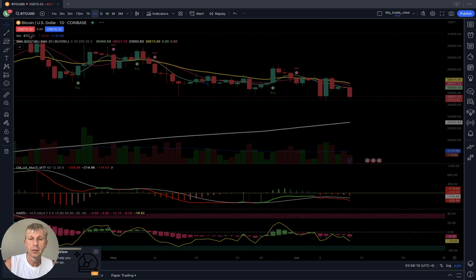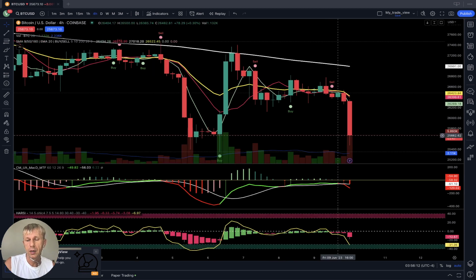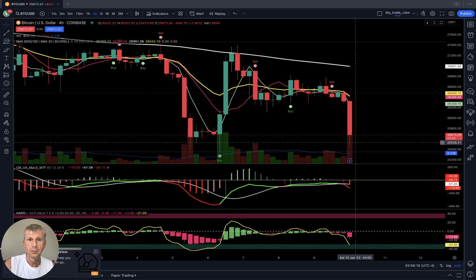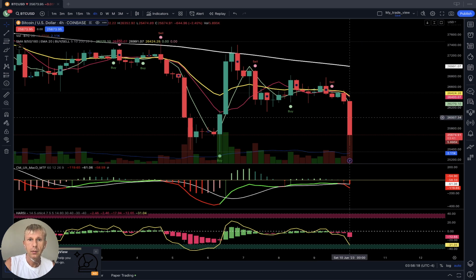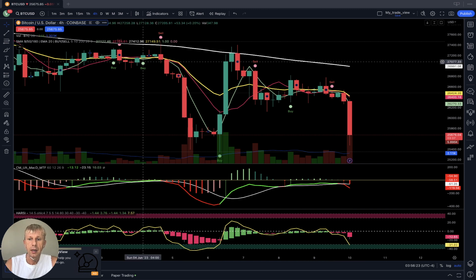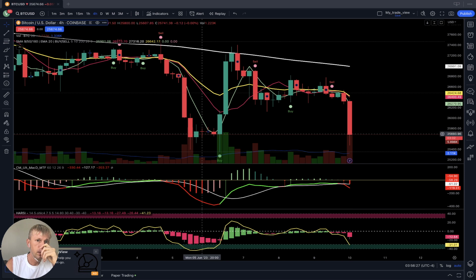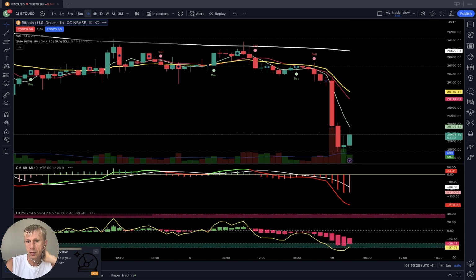Let's check 4 hours. 4 hours bearish, very bearish. The last 4 hours, very strong bearish trend. And all indicators bearish, right? And RSI in the oversold territory. We'll see. It can bounce from the oversold territory.